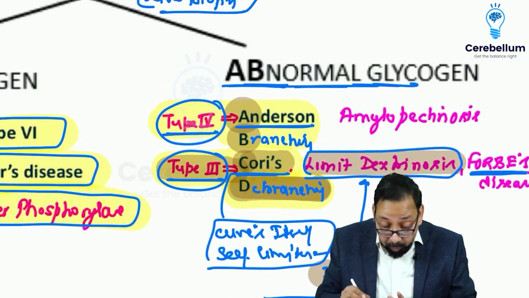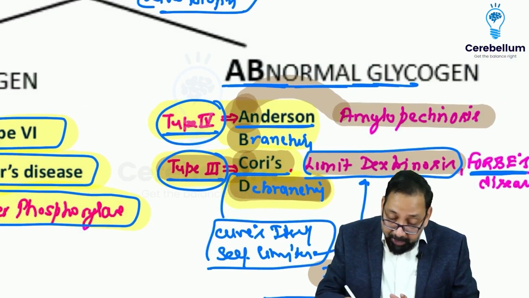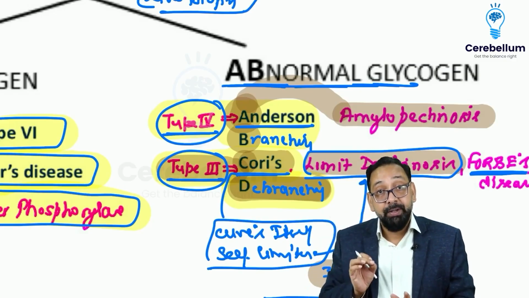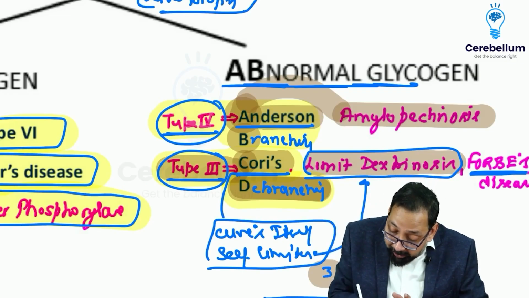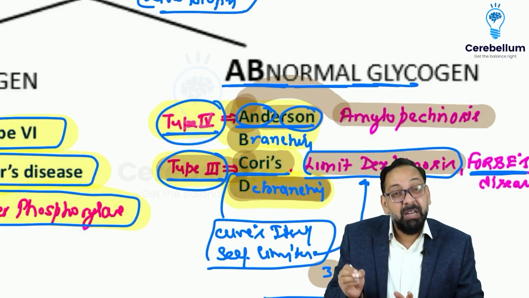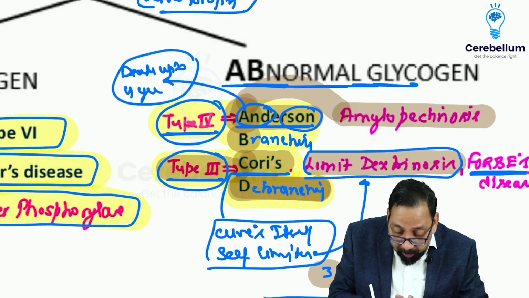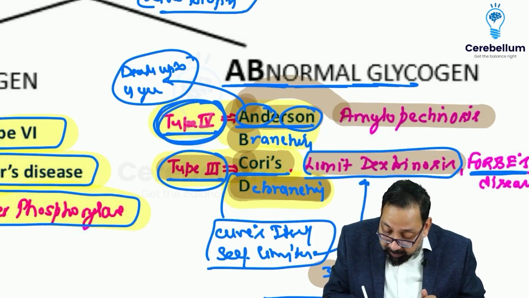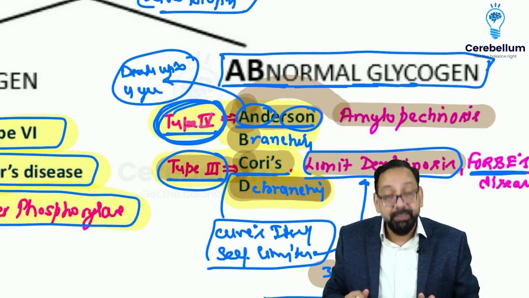Now, type 4, A for Anderson disease, A for amylopectinosis, AA. So an amylopectin-like compound is accumulated. So Anderson name itself tells you the end of the son, the child will die. End of sun means death up to 4 years. Normally written 5 years, but I have taken 4 years. Why? You will remember Anderson disease is type 4. Again, I am saying abnormal glycogen: A, B, C, D.